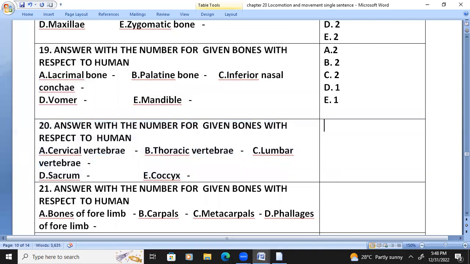Answer with the number for given bones with respect to human. A. Cervical vertebrae 7. Thoracic vertebrae 12. Lumbar vertebrae 5. Sacral vertebrae 1 fused. Actually, there are 5, they get fused and form 1 only. Coccygeal vertebrae 1 fused.